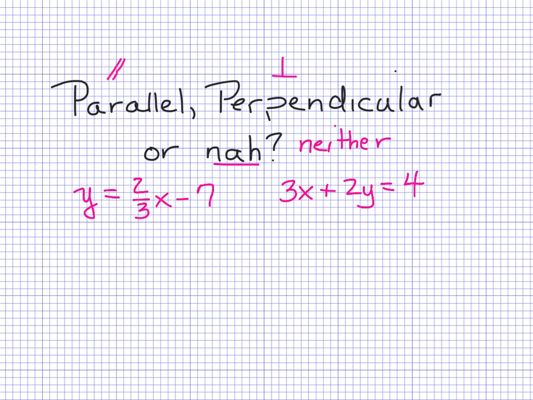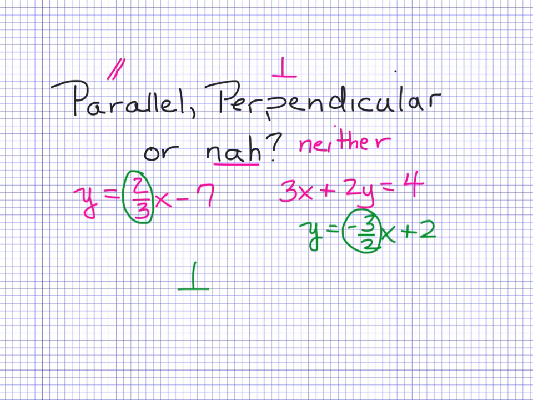And again, all we have to do is put them in slope-intercept form and check and see. So let's see, y equals 2/3 x minus 7. The slope of this line is 2/3. This one's not, but if I subtract that 3x and then divide by 2, I would get y equals negative 3 over 2 x plus 2. Slope of this line, negative 3 over 2. So I would say these two lines are perpendicular.